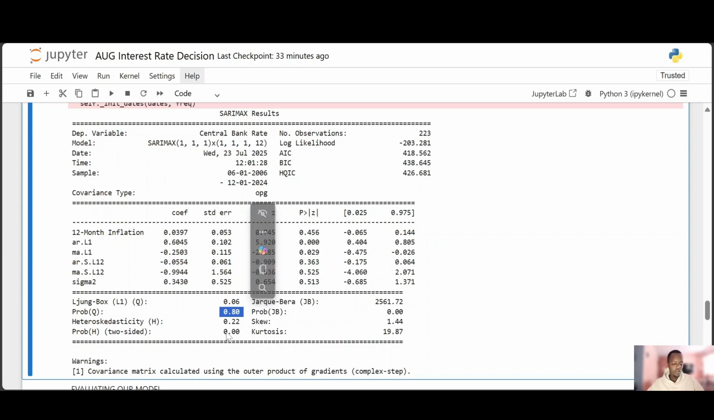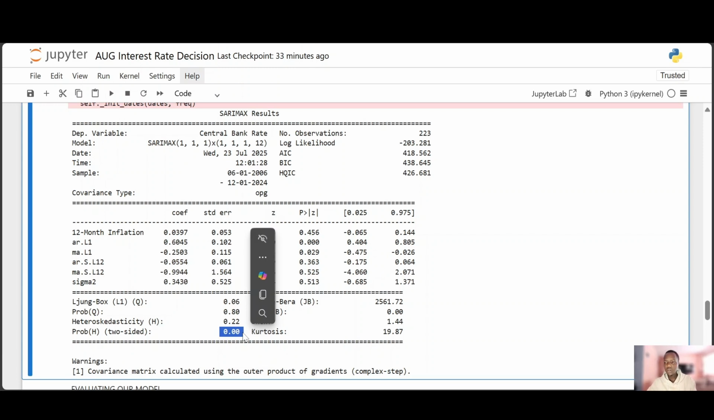Now, looking at the heteroscedasticity p-value, heteroscedasticity is simply unequal variance, whereas homoscedasticity is equal variance. So the null hypothesis is that there is homoscedasticity, or the variances are equal, and the alternative is that there is heteroscedasticity, or unequal variance. The p-value is 0, which is less than 0.05, and this implies the presence of heteroscedasticity. So heteroscedasticity is a problem in our model.